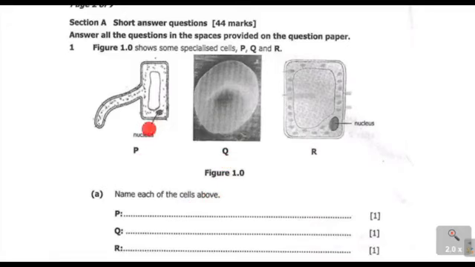So cell P, this is called the root hair cell. Cell Q is called the red blood cell, and cell R is called the parasite cell. So we have said cell P is the root hair cell. Then cell Q, we have said this is the red blood cell.